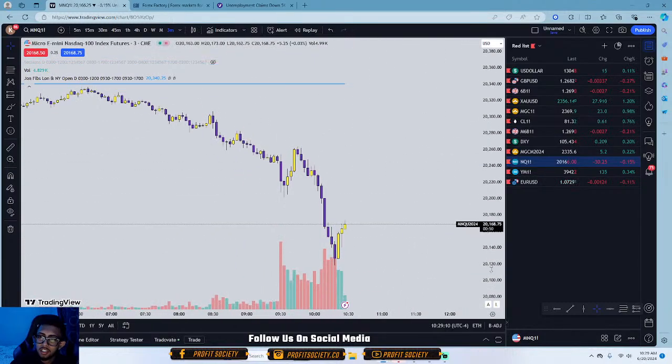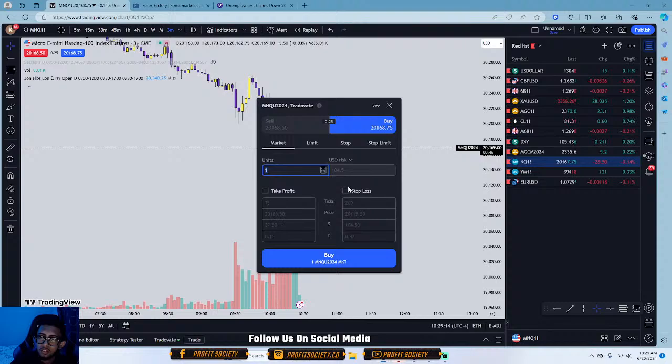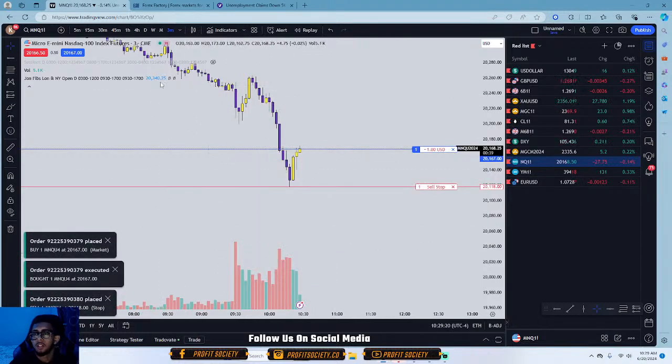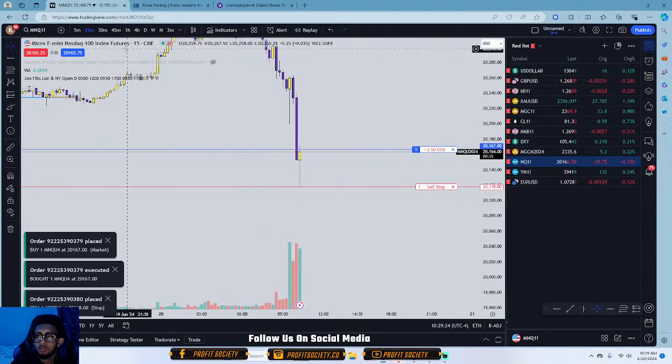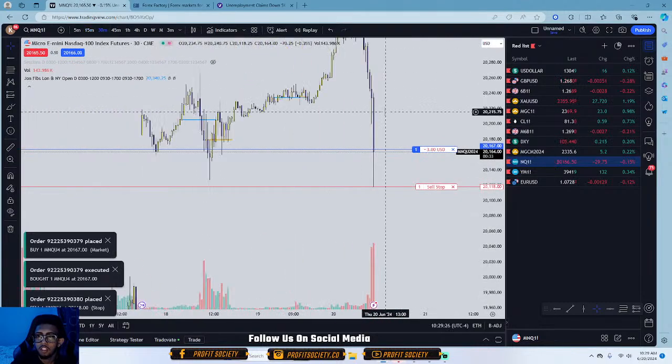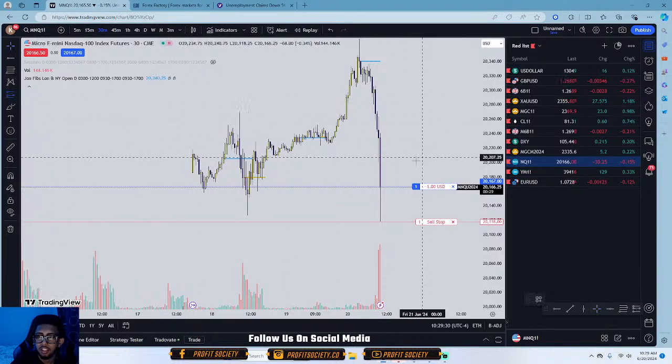We're going to take a small position on the micro, just because we haven't really seen any action. We'll take a small position here on the micro. Just because, I'm not going to lie, we haven't seen much action.